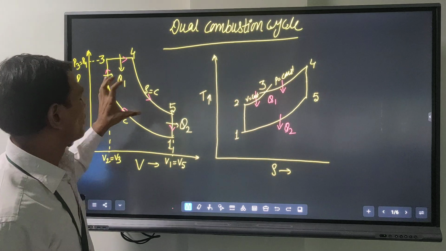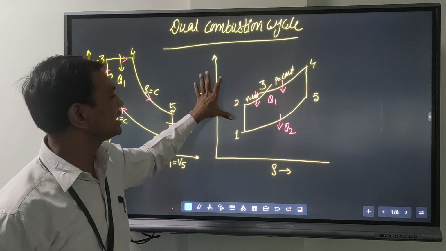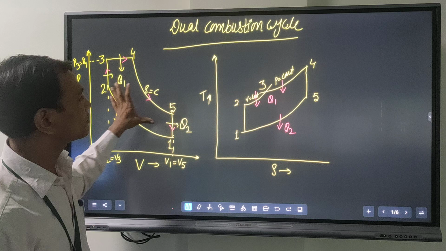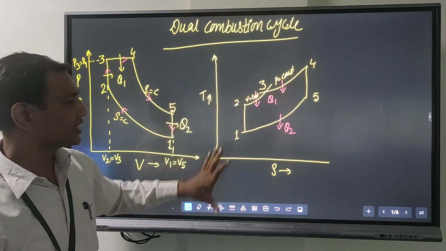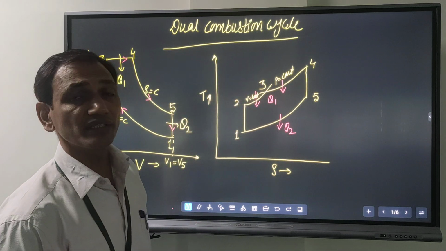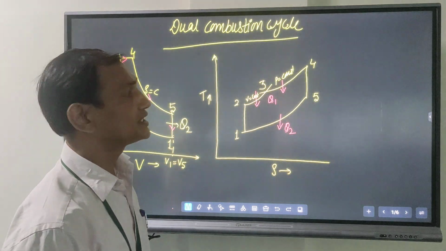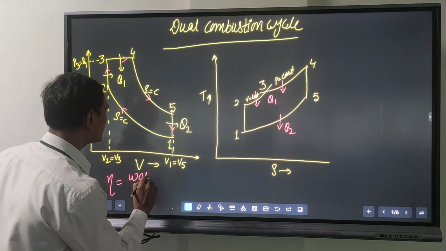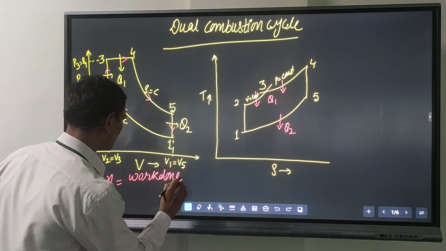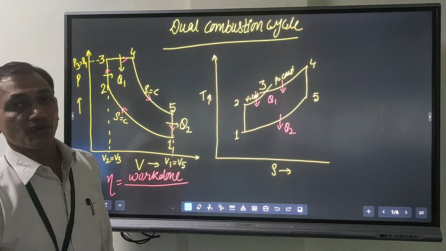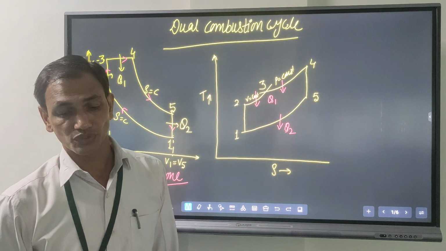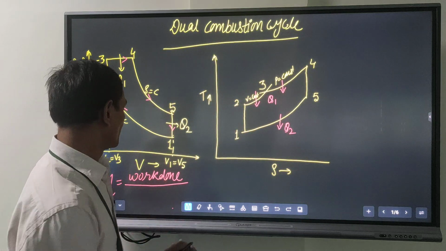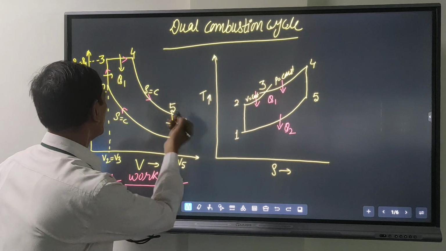And we draw the TS diagram with the help of the PV diagram. We understand this. Now we have to find out the efficiency. What is the efficiency? We know that efficiency is equal to work done upon heat supplied.